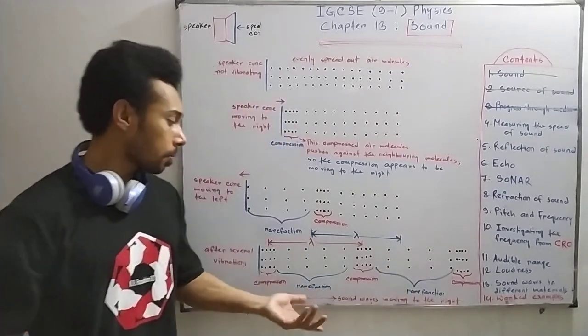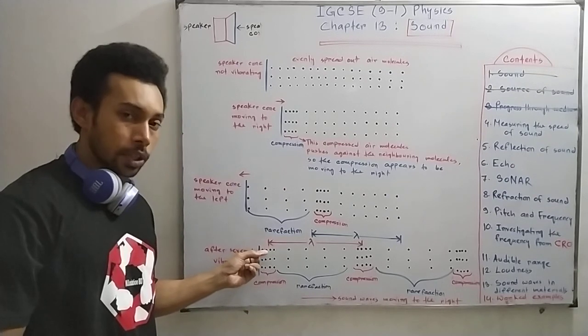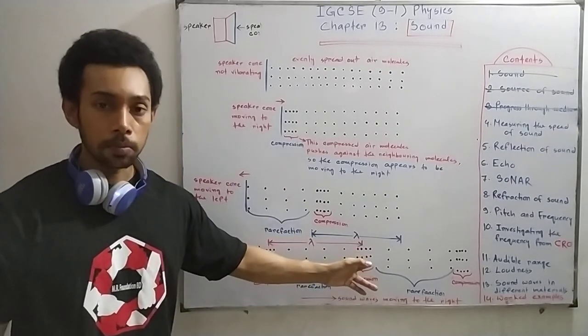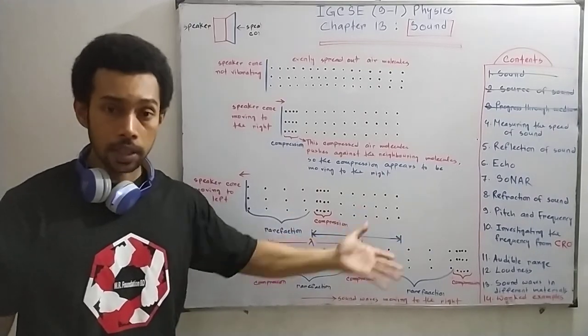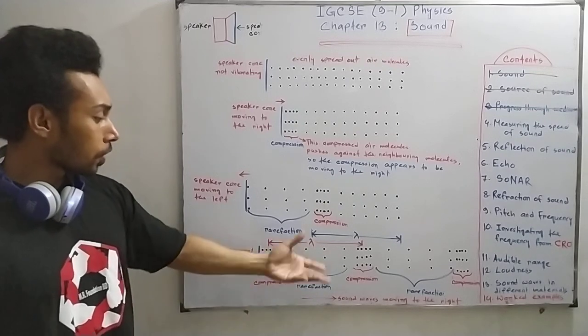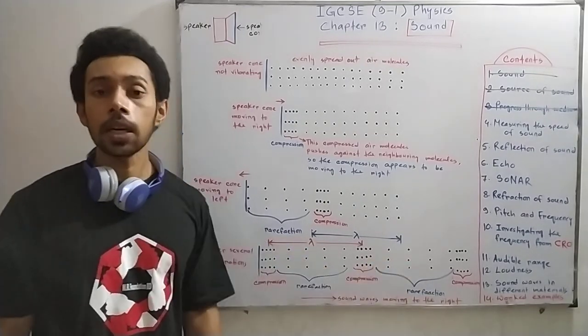Okay, and you can consider the center of compression as the crest, and the center of the next compression will be the next crest, and we know crest to crest represents wavelength. And you can also consider the center of rarefaction as the trough, and trough to trough is again the wavelength.